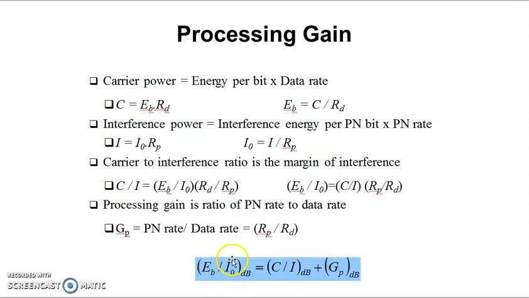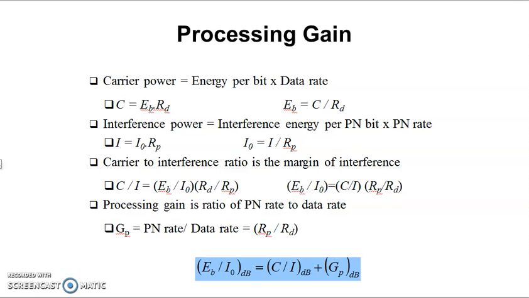We can calculate that interference density ratio in terms of the carrier to interference ratio and the processing gain in a CDMA. So this one we can obtain here.